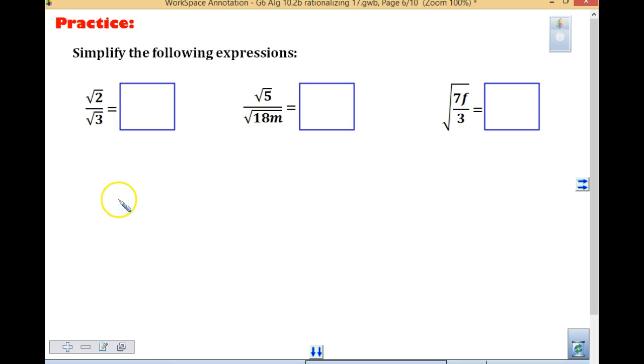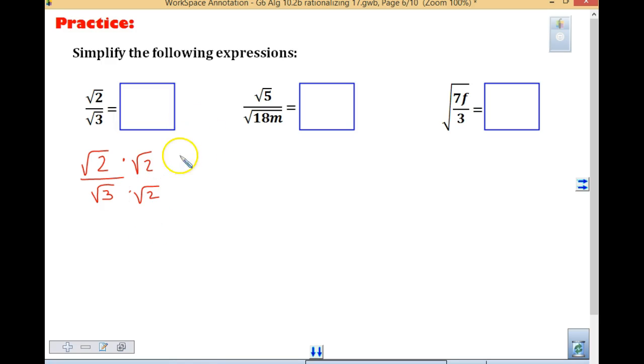So if we look at the first one, square root 2 over square root 3. I want to multiply both numerator and denominator by something. Ben, what do you think I should multiply both numerator and denominator times? 2. So if I multiply by square root 2, does that get rid of having a square root of my denominator?